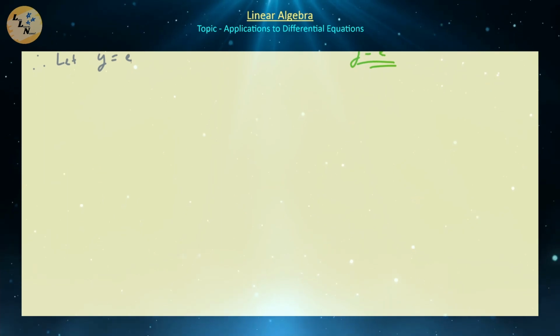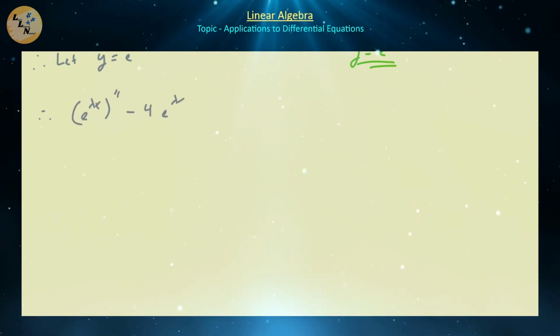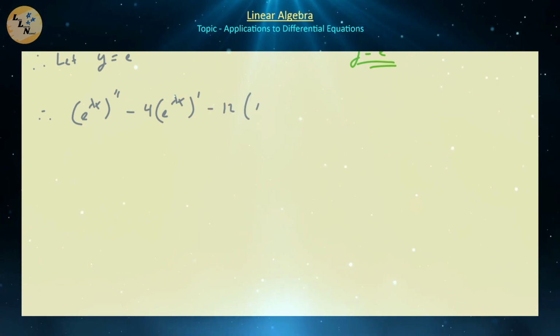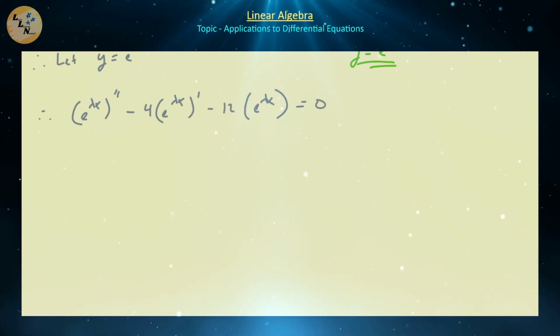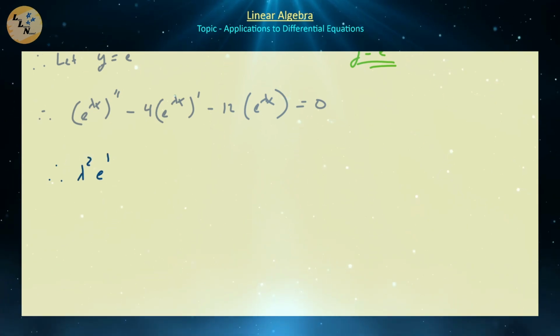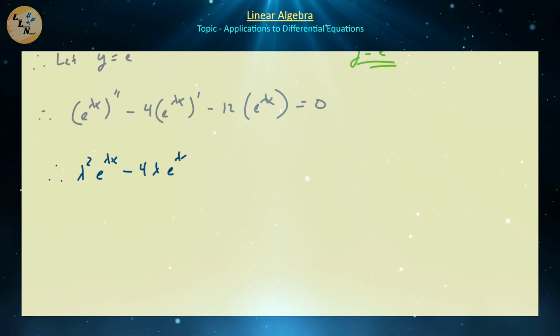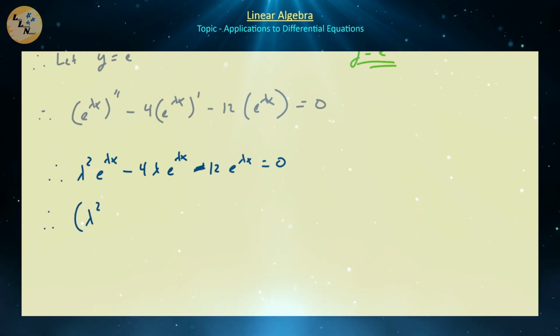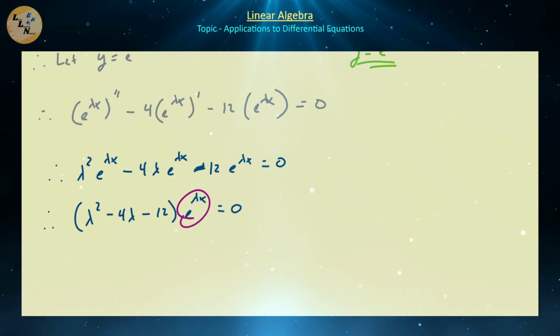So if y is equal to e to the lambda x, then we're going to have e to the lambda x second derivative, plus 4 e to the lambda x first derivative, minus 12 e to the lambda x, no derivative, is equal to 0. And that means that lambda squared e to the lambda x plus 4 lambda e to the lambda x minus 12 e to the lambda x must be equal to 0. We can factor out e to the lambda x, and then we're just going to have lambda squared plus 4 lambda minus 12, times e to the lambda x, is equal to 0. So as usual, we know that e to the lambda x cannot be equal to 0, so this is going to be true whenever this is equal to 0.